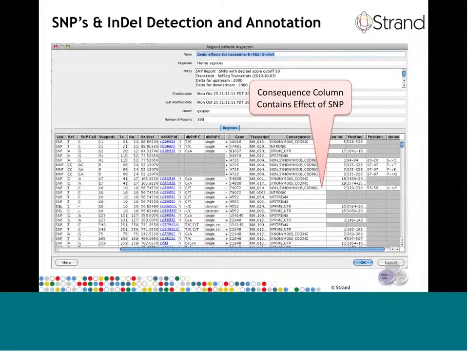In addition to the information for the SNP itself, the table also contains information on the possible effect that a SNP or indel may have on the coding regions if it happens to fall in one or near one. Here's an example of a SNP that would result in a non-synonymous coding change, changing a lysine into an arginine residue for a particular transcript.